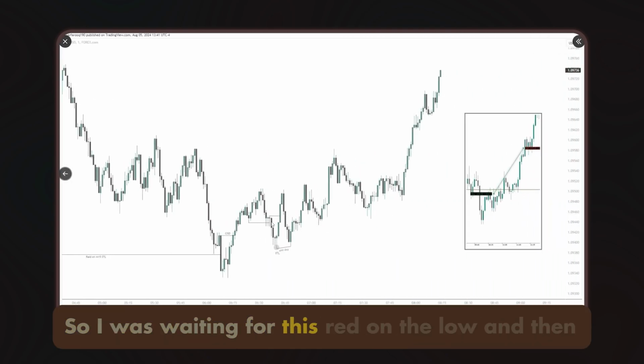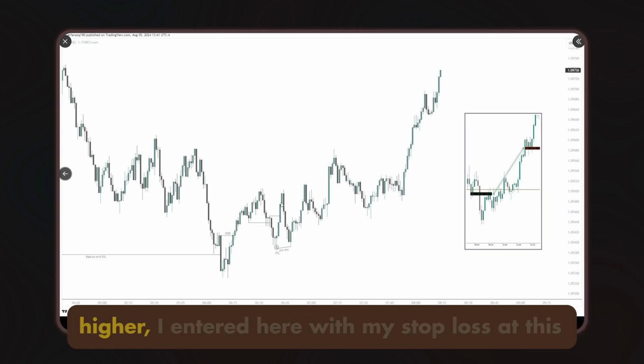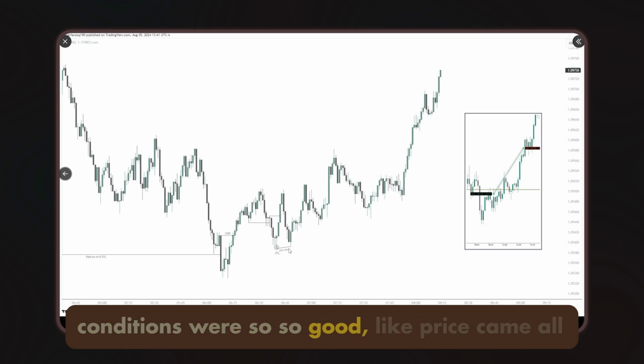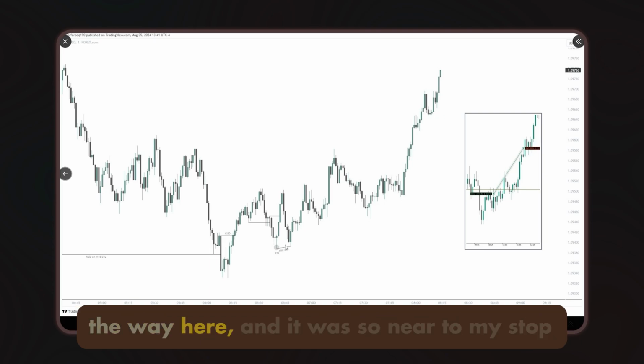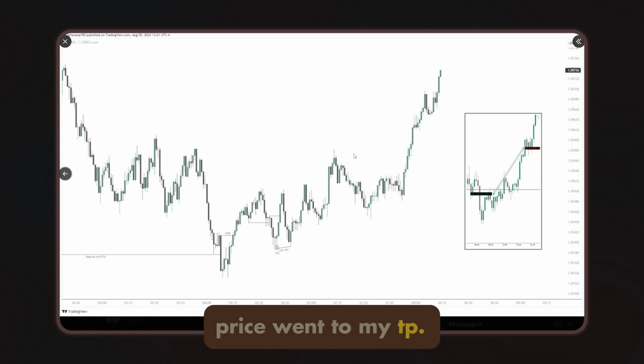So I was waiting for this red on the low and then break higher. So price broke the low, went higher. I entered here with my stop loss at this low. And I want you to look at this. The trading conditions were so good. Like price came all the way here and it was so near to my stop loss, like very near, but I wasn't taken out and price went to my TP.